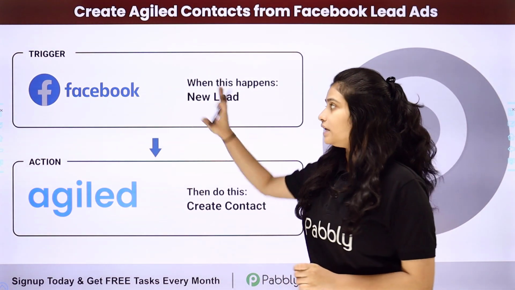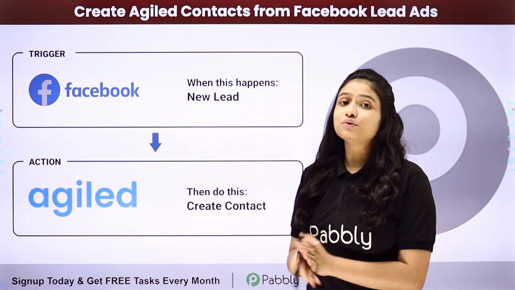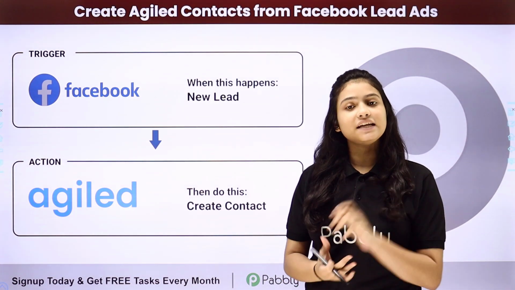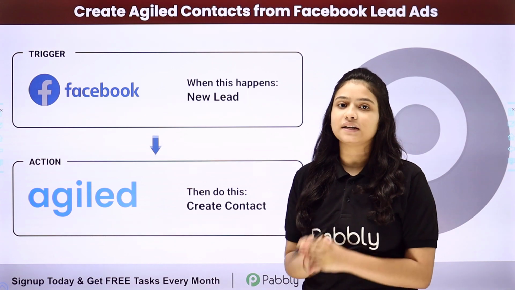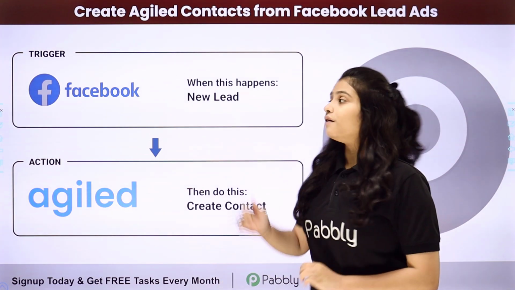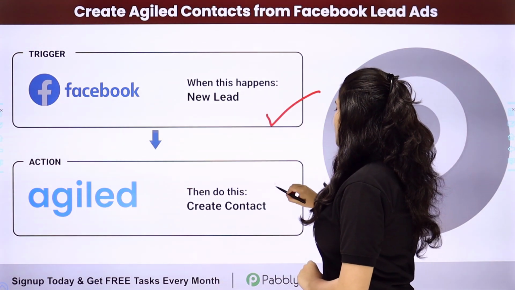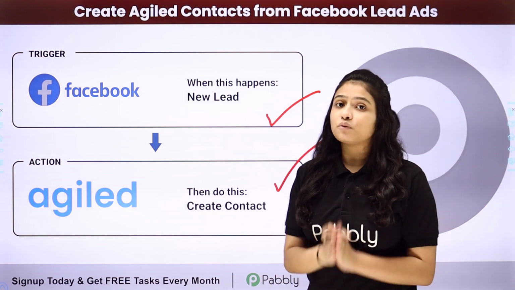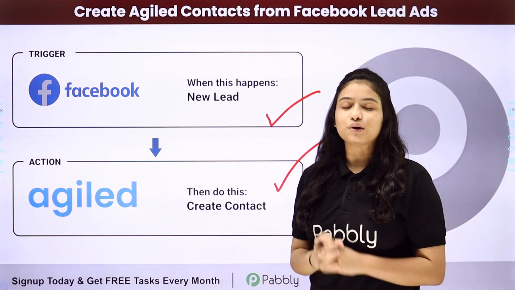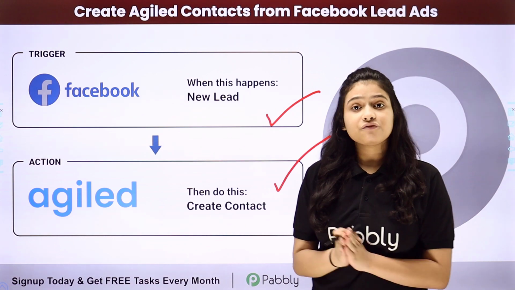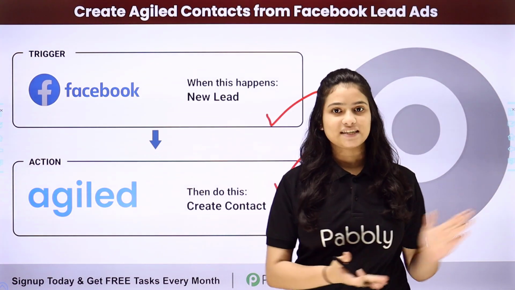For that we will have to integrate both these applications, and to do the same we are going to use an automation and integration software, Pabbly Connect, in order to connect them both. So we have Facebook lead ads in our trigger and Agile in our action. We will be connecting both of them by using Pabbly Connect in order to automate this entire process. And to learn the full process step by step, let me take you all to my screen.